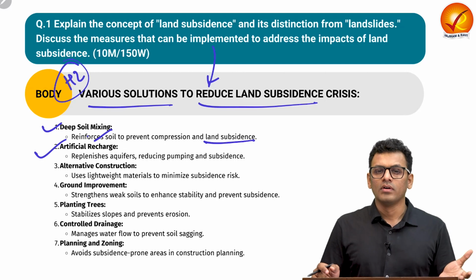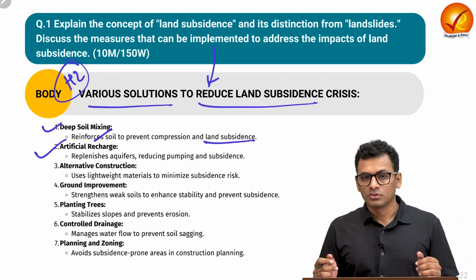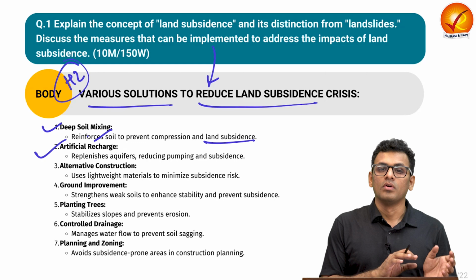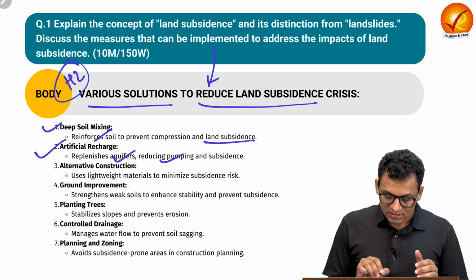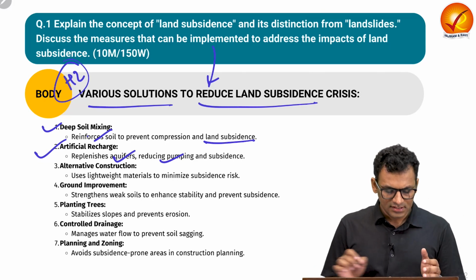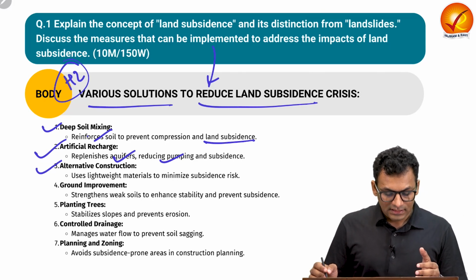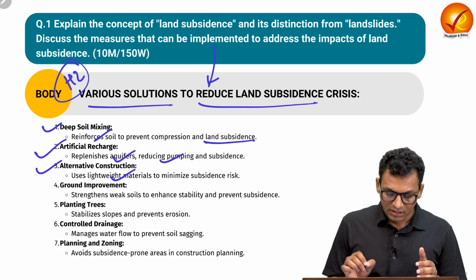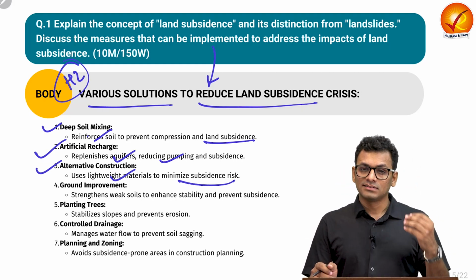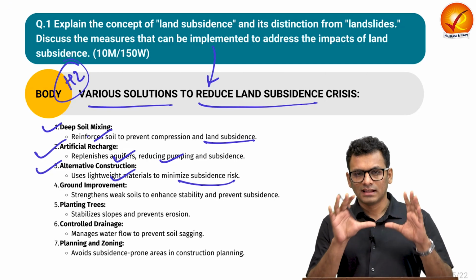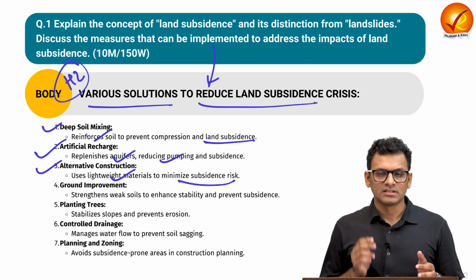We have seen how extraction of water can play a crucial role with respect to land subsidence. So, as a preventive measure, we can recharge aquifers, reducing pumping and thereby subsidence. Next, we can talk about alternative construction, using lightweight material to minimize subsidence risk. Apart from that, we can also use geotextiles to ensure that the land is not prone to subsidence.